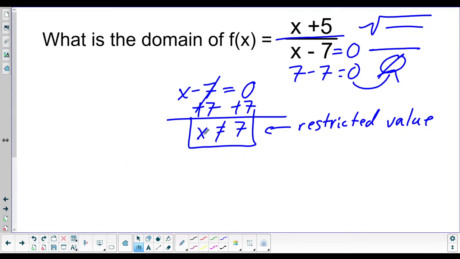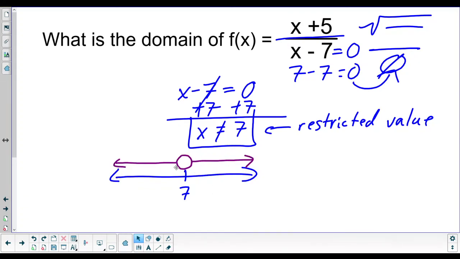So let's draw a number line graph to just illustrate what this looks like. It can't be 7. So here's our number line. Here's 7. It can be all the numbers bigger than 7, like that. It can be all the numbers smaller than 7, like that. But it cannot be 7. So there's a hole on 7. So this is the number line graph.